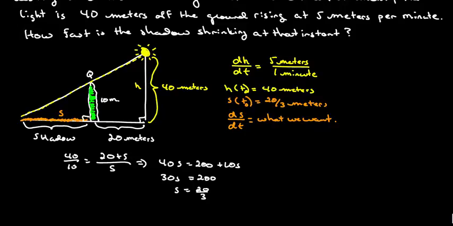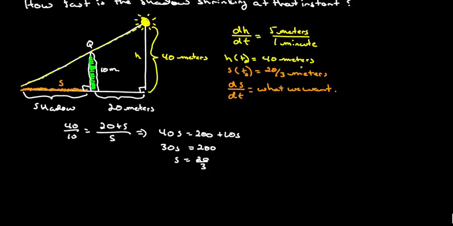Now in general, the relationship between those, let's use a different color. In general, we've got the following. We've got h over 10, this guy over this guy, should be equal to this long guy, again, 20 plus s over just s.